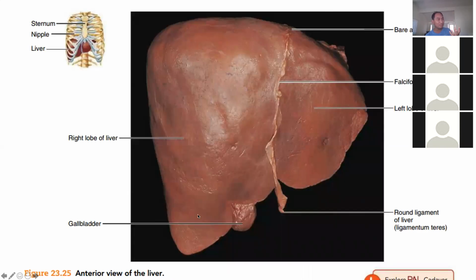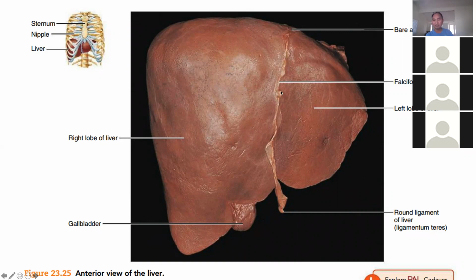A little bit about the liver. So this is the anterior surface of the liver. The right lobe, which is really big. The left lobe, which is much smaller. The liver has two lobes, right lobe and left lobe. The right lobe is much bigger, the left lobe is smaller. These two lobes are divided by the falciform ligament.